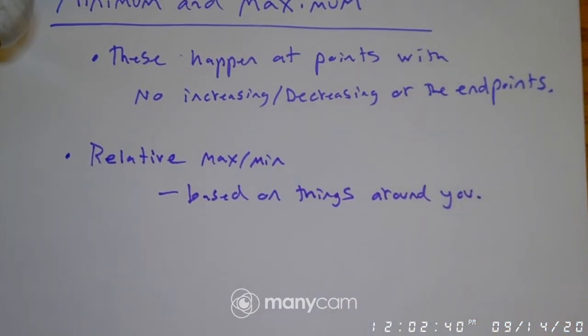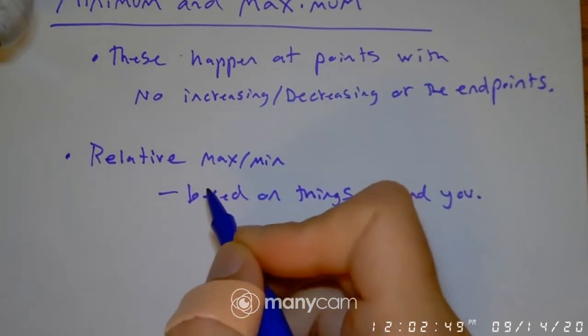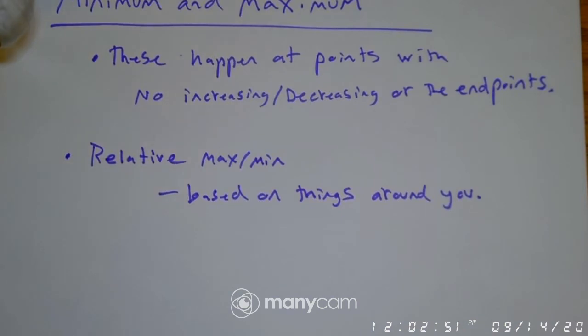For example, Burlington is not that great, but when you compare it to Cedro, Burlington's pretty good. So that would be a relative max, right? So just think Burlington, not so great, but still better than Cedro. So Burlington would be a relative max.